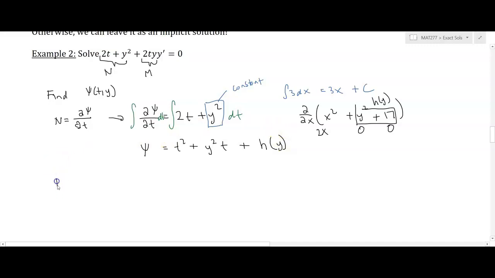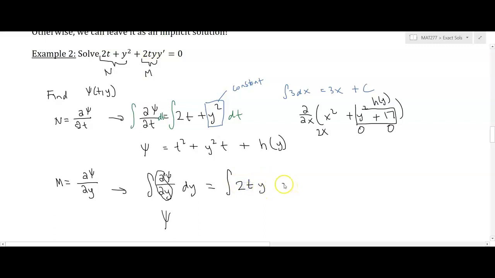But here, let's do the same thing for m. m is the derivative of psi with respect to y. So that means that if I take the integral of d psi dy with respect to y, because this is the derivative with respect to y of psi, and this is the integral, that's just going to produce psi. And now I need to integrate the right-hand side of what m is, which is 2ty.